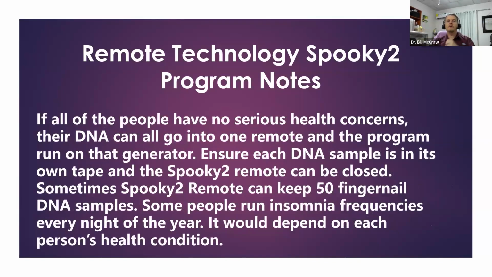If all the people have no serious health conditions, their DNA can go into one remote and the program run on the generator. Ensure each DNA sample is in its own tape, and the Spooky2 generator remote can be closed. You just put the initials or the name and the date on the tape, and that contains the DNA, and it goes into the Spooky2 remote box. Boxes can hold up to 50 DNA samples, so you can treat a lot of people at once. They could all go on the same anti-aging program, but it depends on each person's condition.